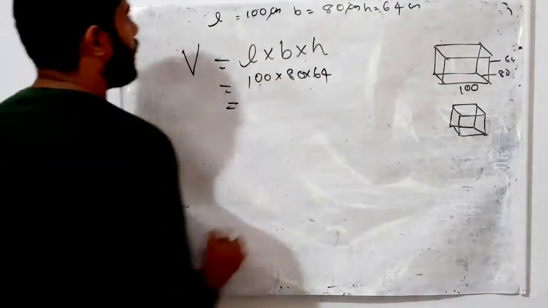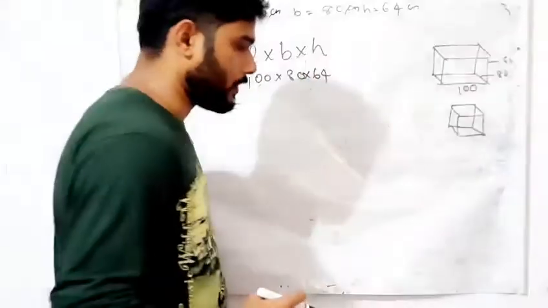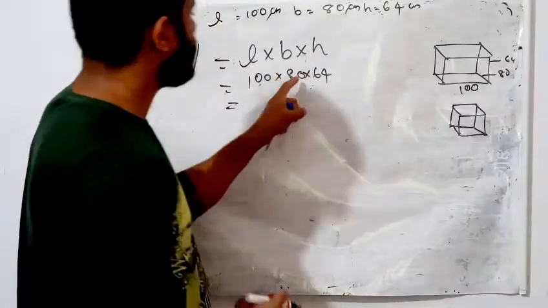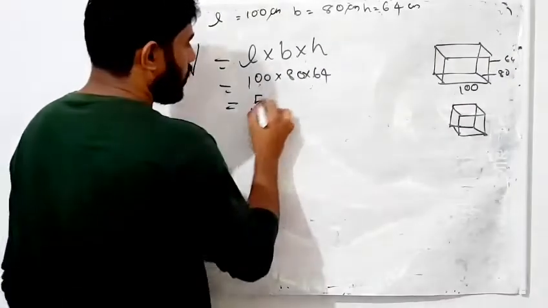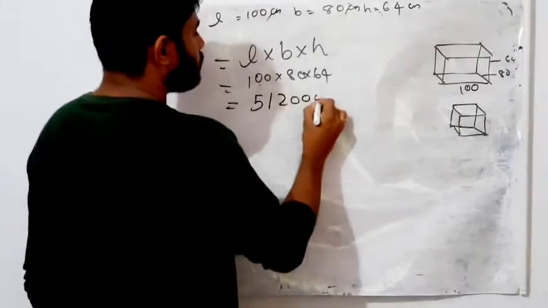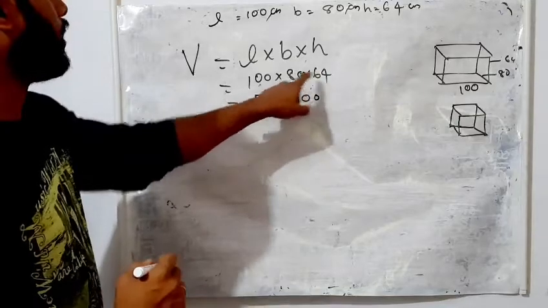If you multiply 100 centimeter into 80 centimeter into 64 centimeter, so 100 into 80 into 64, how much will you get? You will get 512000. That means 64 into 80.